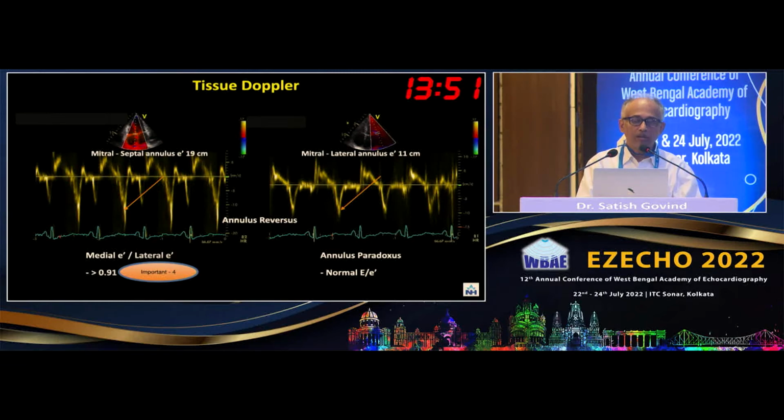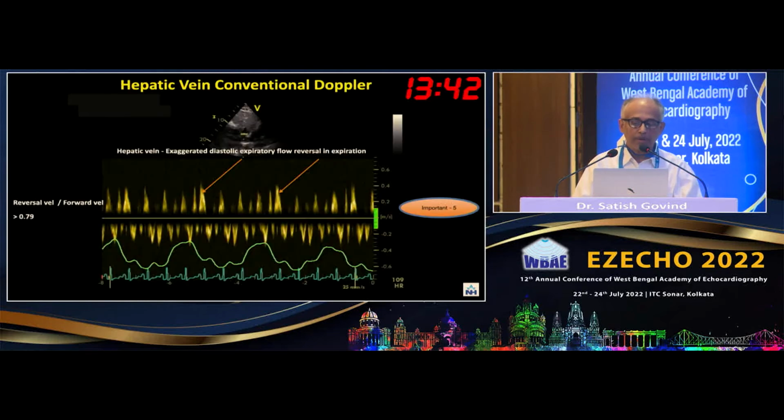And then you have this annulus paradoxus. Even though they have high LV filling pressures, because of this E prime which is increased, the E by E prime will be normal. So this again is one more area.